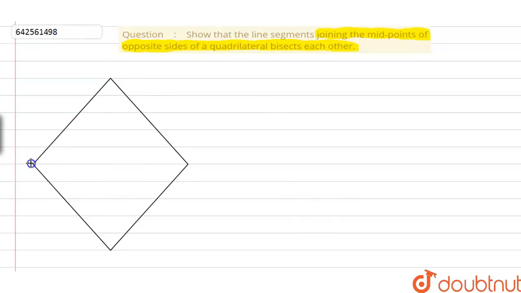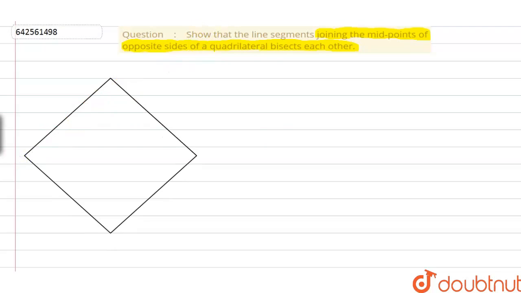So this is our quadrilateral, let us say. Right. And this becomes the vertex A, this becomes the vertex B, this becomes the vertex C, and this becomes the vertex D with position vectors as vector A, vector B, vector C and vector D respectively. Right. Now we have to find out the midpoints of these sides AB, BC, CD and AD respectively.